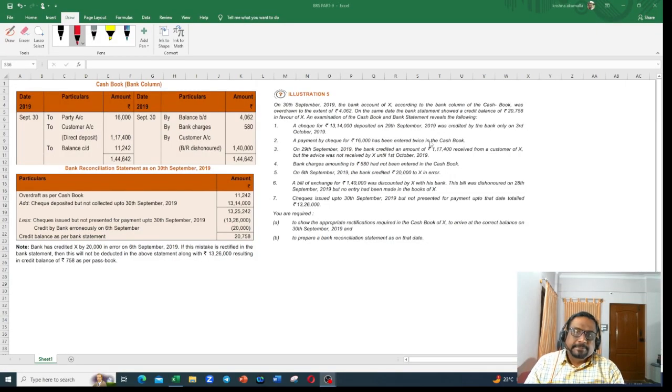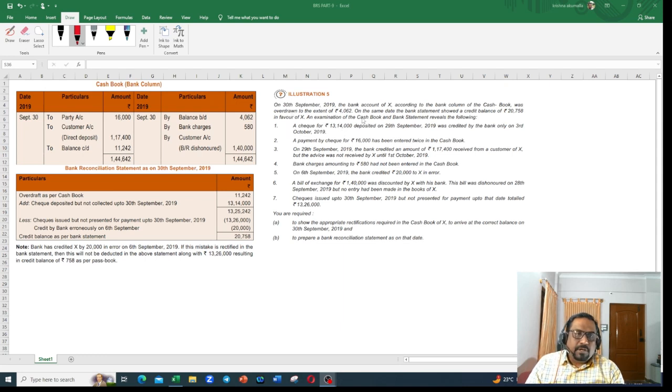In today's video, we are going to discuss an illustration extracted from TA Institute material. This illustration majorly talks about how to prepare an adjusted cash book, and after preparing the adjusted cash book, how to prepare the bank reconciliation. Without wasting much time, let us get into the problem.